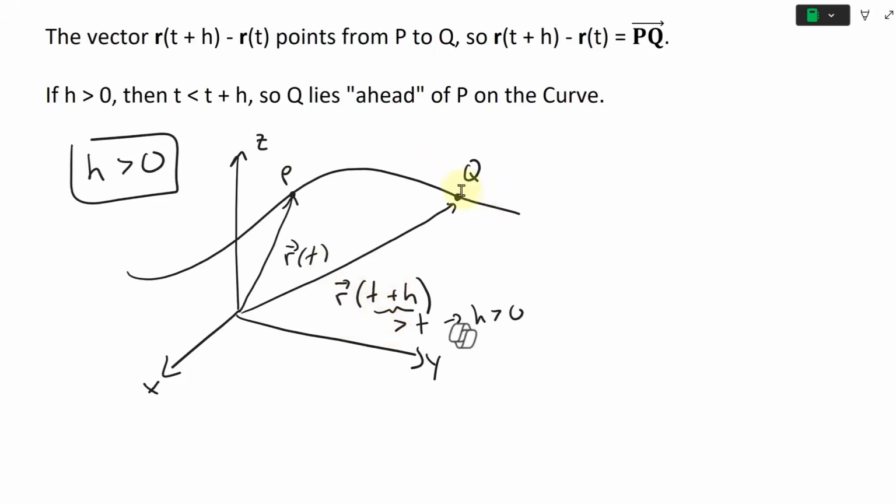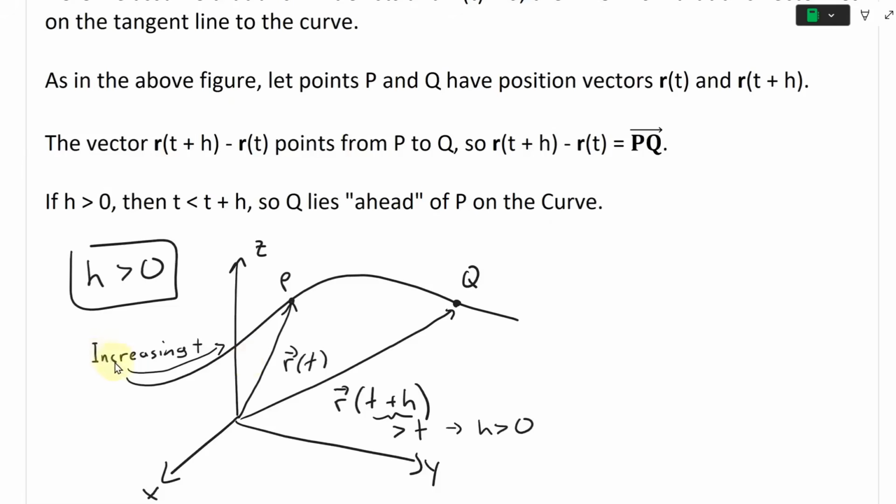So if it's on this side, this would be ahead of it. So basically t is increasing along this side, increasing, increasing, like that. All right, here I just quickly fix that up. So increasing t is on this side, where Q is quote ahead of P on the curve. And this one's ahead, and then this difference right here, r of t plus h minus r of t, that's just going to be this vector.